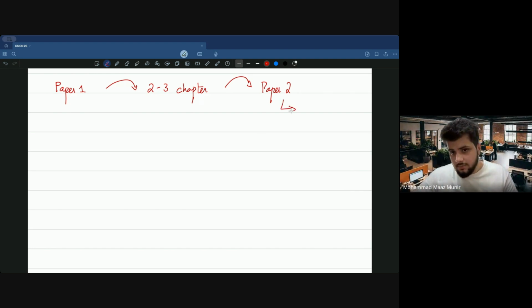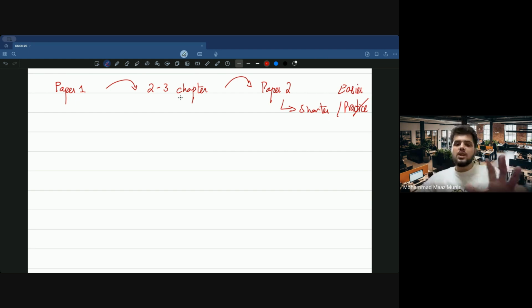Those are shorter and do not require that much practice. They're much easier to understand. So once we are done with these two, you will be in a state where you will feel like, oh, I can do 50% of paper one and I can also do 50% of paper two. Then we will again jump back to paper one. Once we get to paper one again, we will finish the course till chapter six.